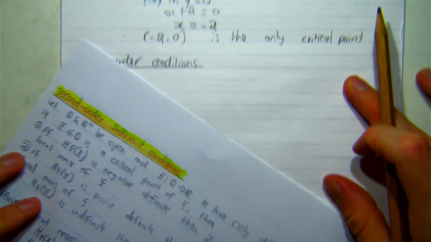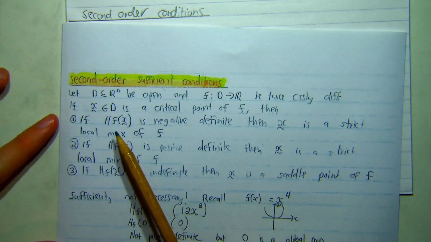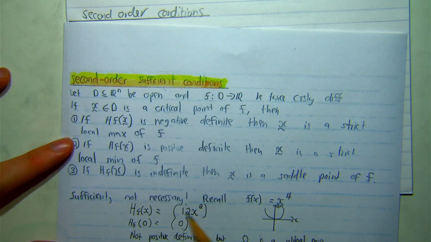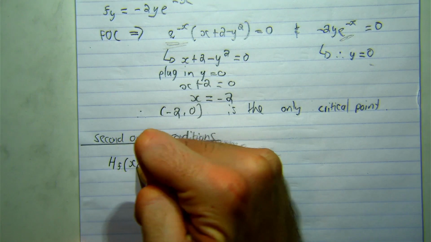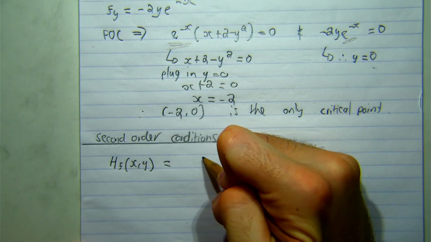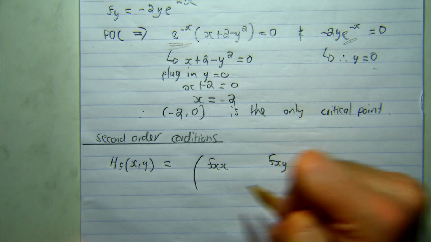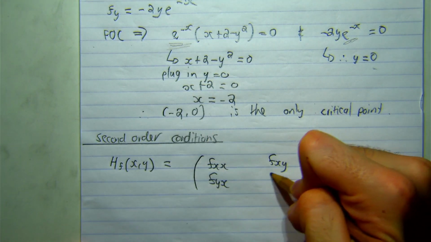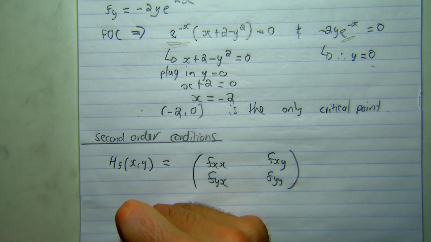So according to our second order sufficient conditions, we want to see if the Hessian matrix is negative definite, positive definite, or indefinite. So let's work out our Hessian matrix. The Hessian matrix is defined as this. So let's work out all of these things.